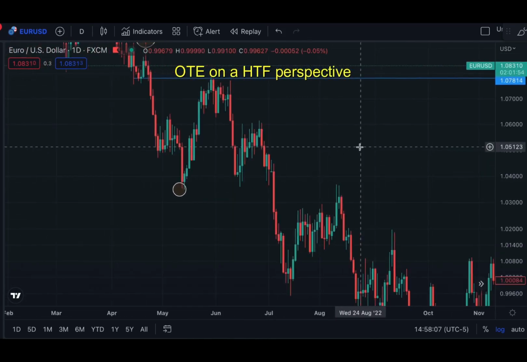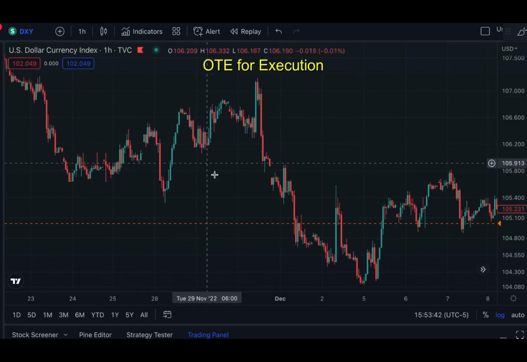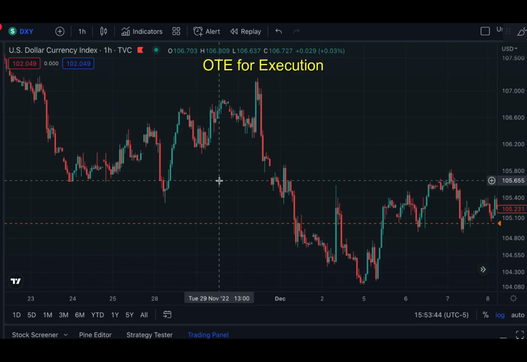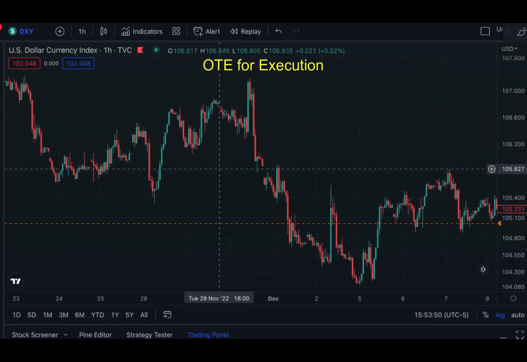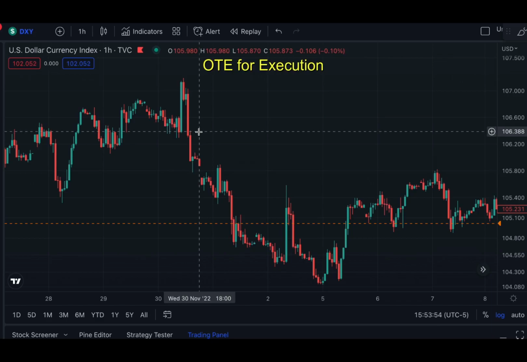So now I want to talk about OTE on an execution level, on a lower time frame level. Alright, so I want to show you how we execute OTE on the lower time frame. Like I mentioned previously, we look for OTE or retracement ideally between 8 a.m. to 11 a.m. Eastern time. That's where OTE, optimal trade entry, is best found.